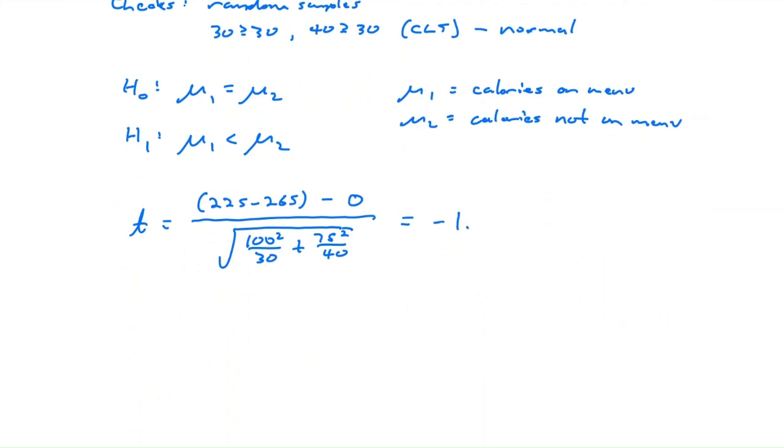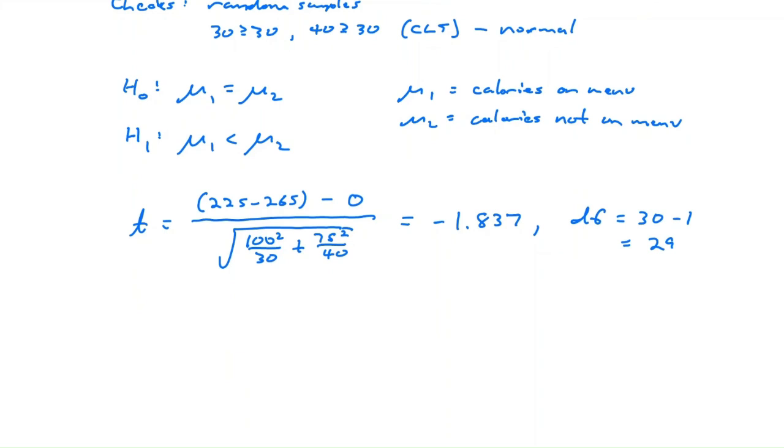But we should get negative 1.837 for our t-value. And a DF here, again, we always want to go to the smaller sample. So our DF is the smaller sample of 30 minus 1, which is 29.